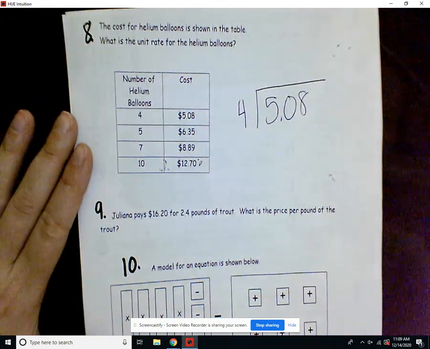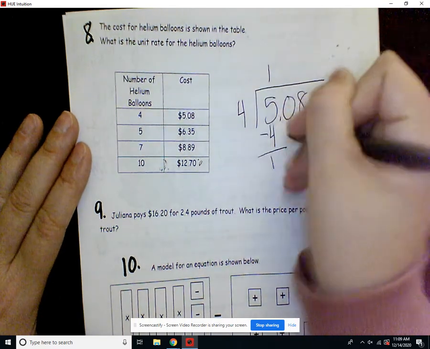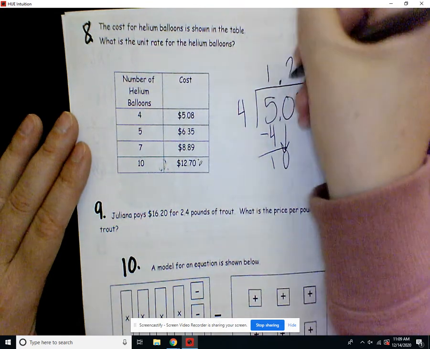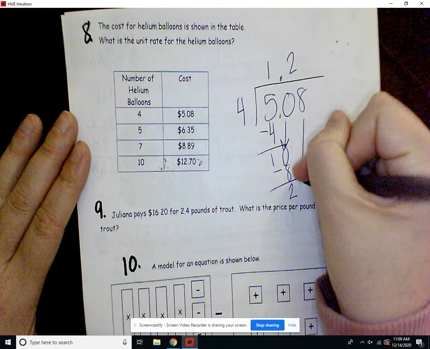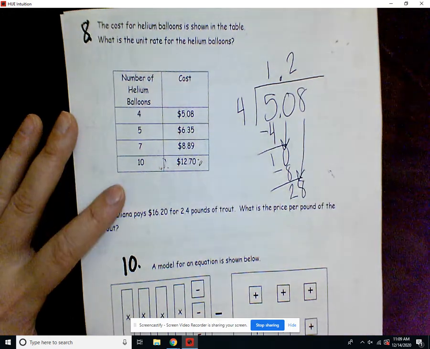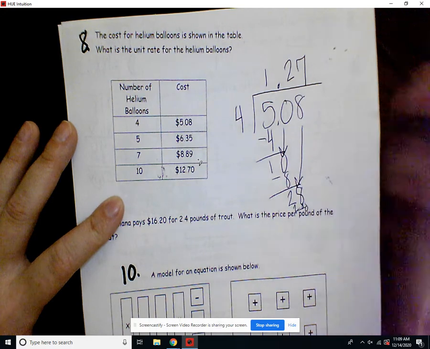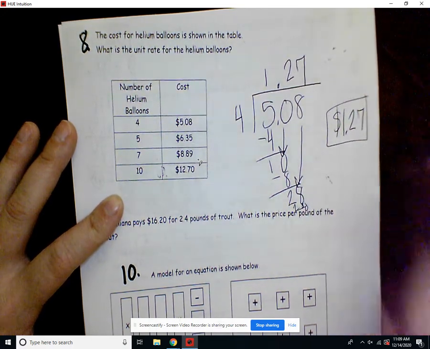And then we're going to divide. 4 will go into 5 one time. Bring down our 0. 4 will go into 10 2 times, which is 8. Subtract, we get 2. Bring down our 8. 4 will go into 28 7 times. And so we get $1.27 for our answer.